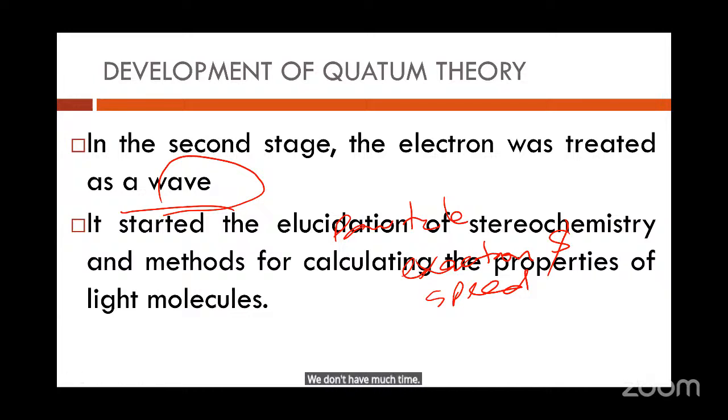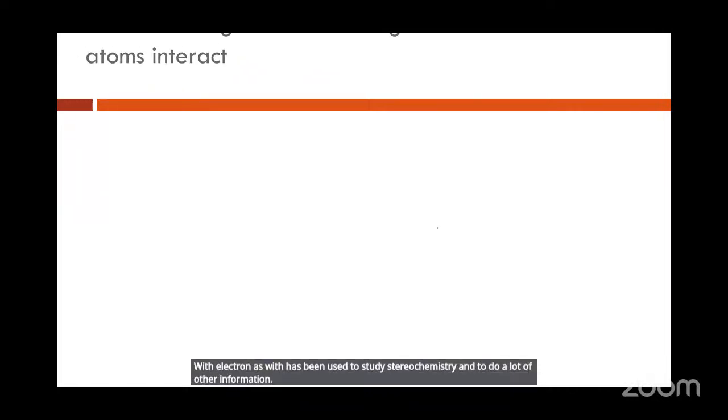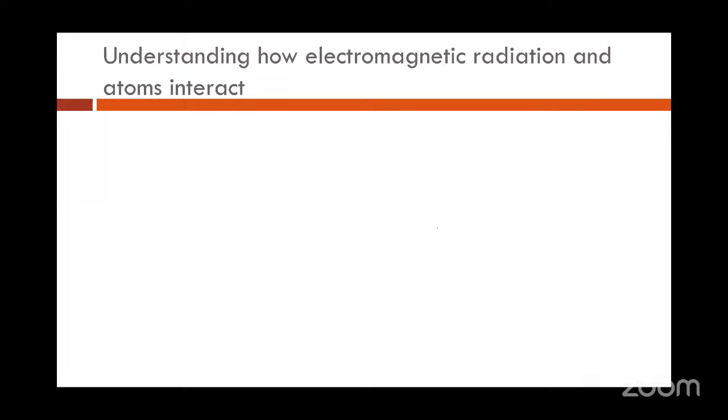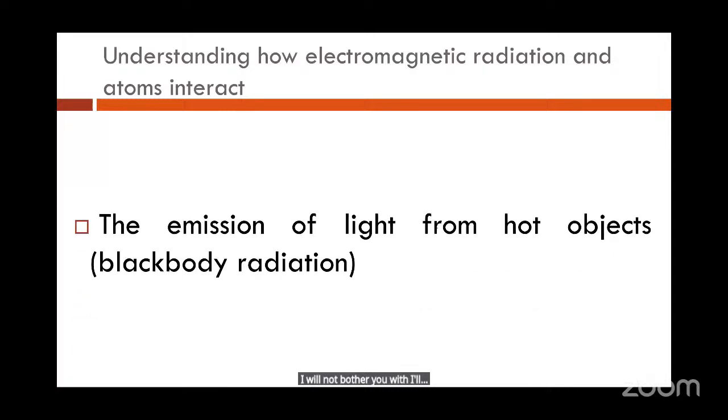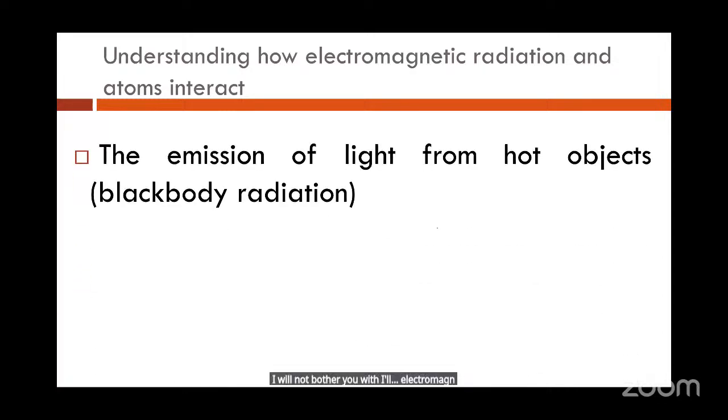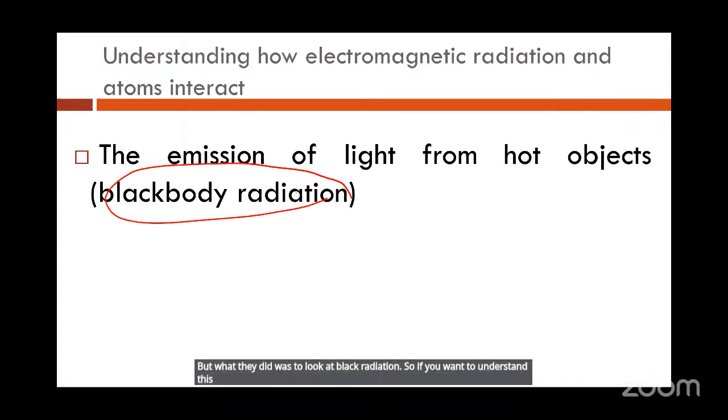And so that information regarding wave, electron as wave, has been used to study stereochemistry and to do a lot of other things. I will not bother you with how electromagnetic radiation interacts with atoms. But what they did was to look at black body radiation. So if you want to understand this, you need to go and look at information about black body radiation.